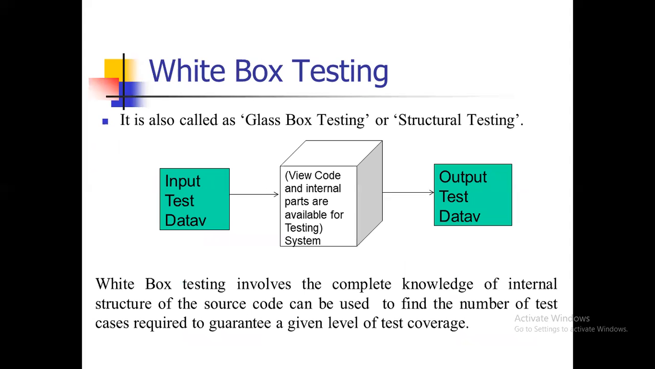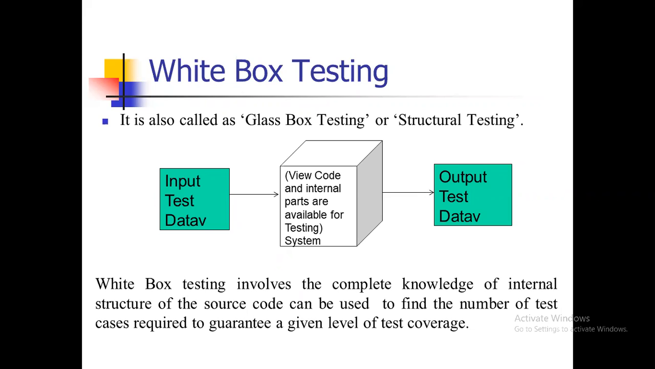And the second one is white box testing. White box testing is also called glass box testing or structural testing. Similarly, black box is also called functional testing and behavioral testing. Now, white box testing is called glass box testing or structural testing. We are providing the input test data as an input, and we are getting the output test data here.